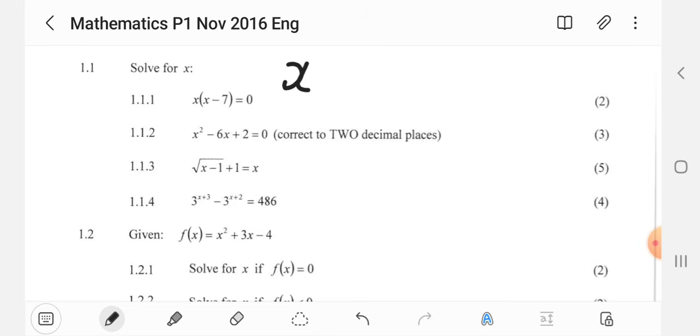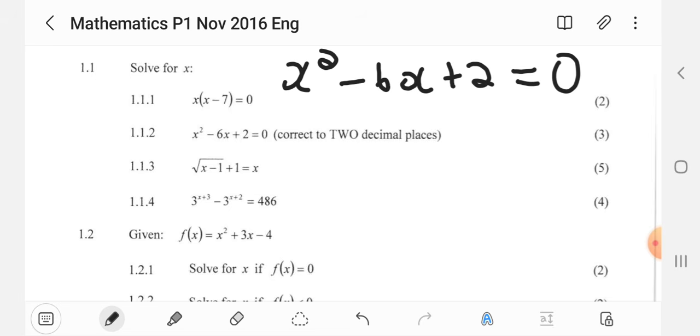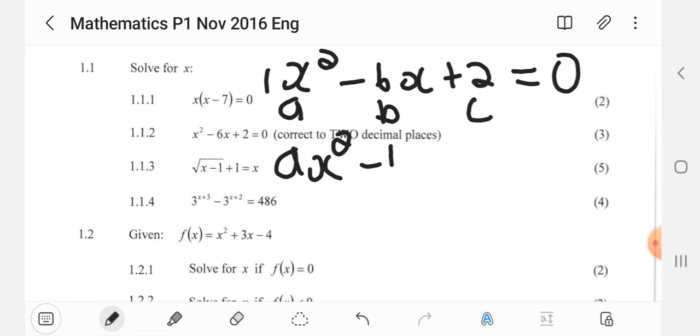So we have x squared minus 6x plus 2 equals to 0. Any number here, in this case, we have 1 here. If there's nothing here, it means there is 1. It's 1x squared. If we have, like, this is 2x squared. So here we have 6. So this number here is a, this is b, and this is c. So it's like ax squared minus bx plus c.